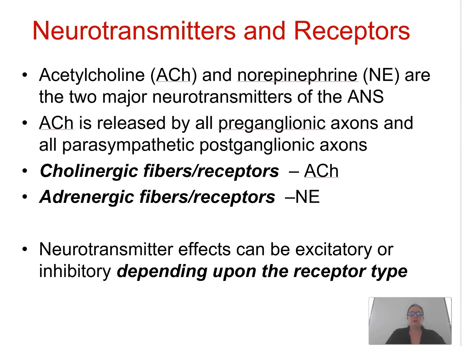Hi, in this lecture, we're going to close out the autonomic nervous system by learning about the neurotransmitters and the receptors. And this is more of the fun stuff, at least in my opinion. So when we look at the autonomic nervous system, we're looking at two main neurotransmitters. We have acetylcholine and we have norepinephrine. So these are the two that we've been looking at.